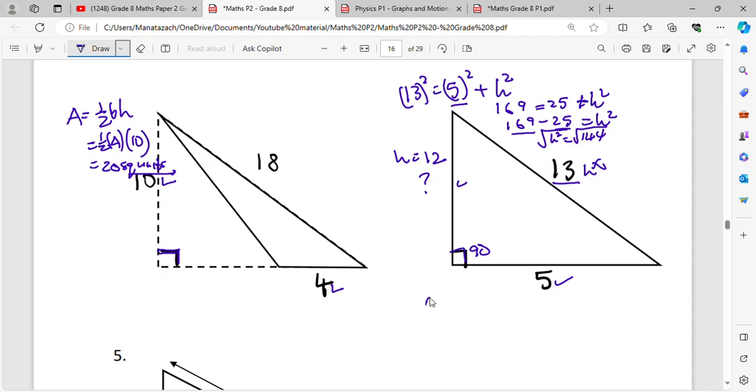So we'll come to calculate the area. It's going to be half base times height. Our base is 5. Now that you know that the height is 12, area is going to be half times 5 times 12, which is going to be 30 square units.